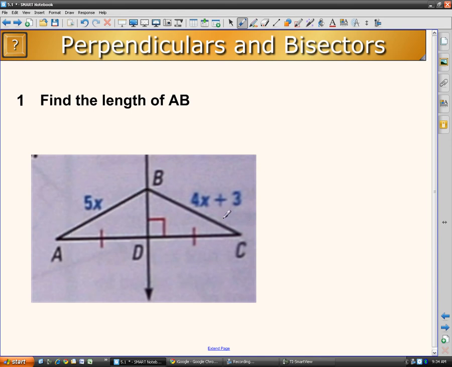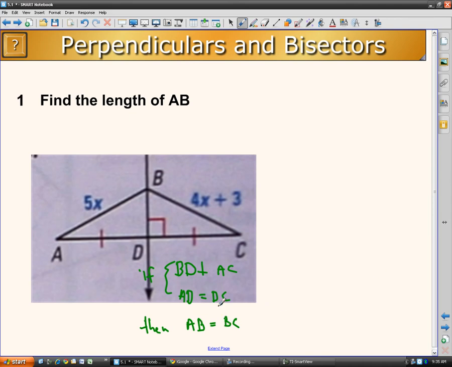So we first need to know that BD is perpendicular to AC, and we need to know that AD is equal to DC. And once we know that, then we can say that AB is equal to BC. And that's by the perpendicular bisector theorem. And that's the key piece of information, that these two are equal.